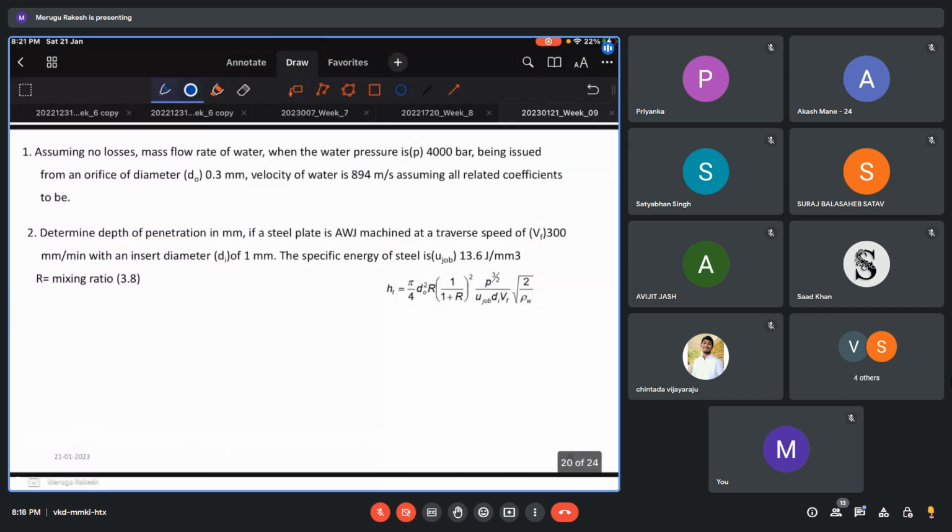So this is the continuation. You have to determine this depth of penetration, that is HT. I have given here. I think all other parameters you have. So if you see this type of questions, there are questions like this. You can just use this, and you should be sure about the units that you are using. So I need this in mm.